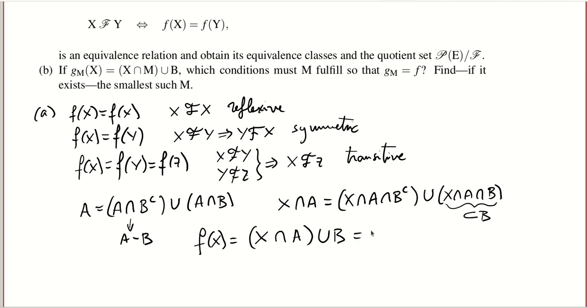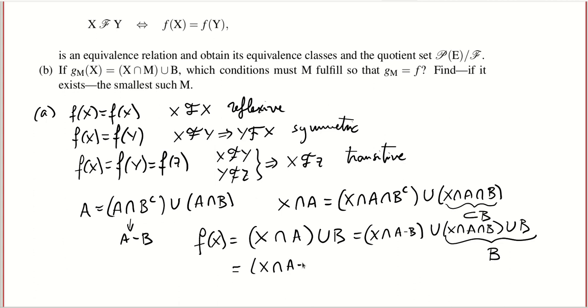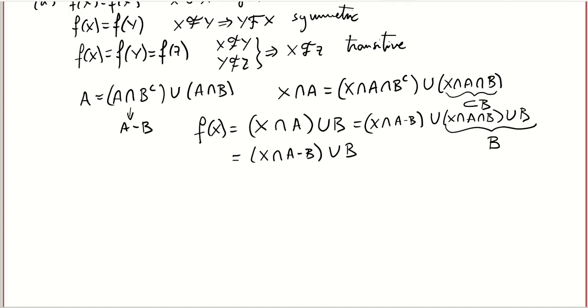What we have is this, which from now on we're going to denote like this, okay? Then we have this, which is a subset of B, intersection B, and then we have B. And this whole thing, a subset of B union with B, is just B. So f of x is just X intersection with A minus B union with B. All right? Okay, now what does it mean f of x is equal to f of y?